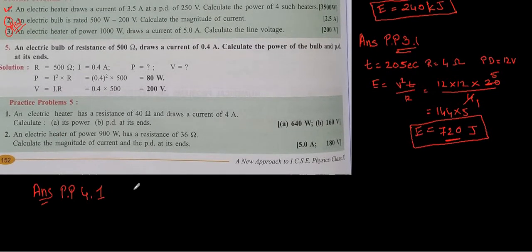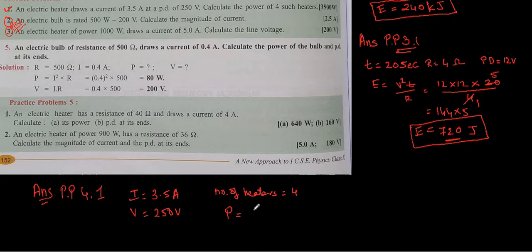Okay. So here current passing through the electric heater is how much? 3.5 ampere. So 3.5 ampere is the current. Potential difference is given as what? 250 volts. And how many such heaters are there? Number of heaters is equal to 4. So we have to find out the power.